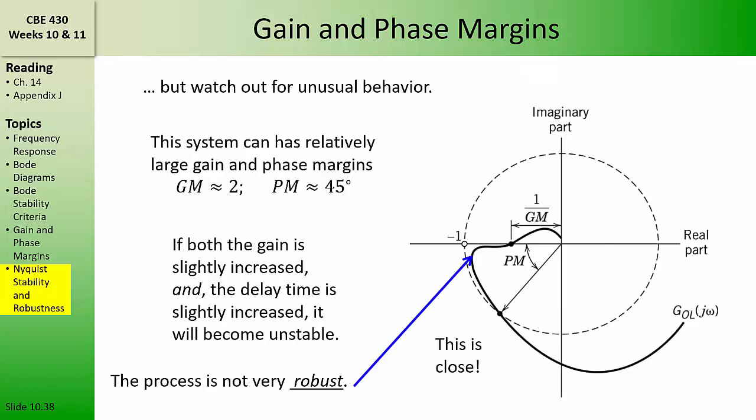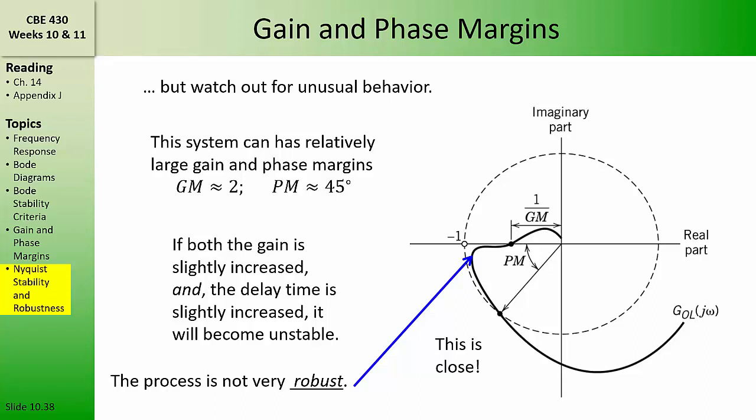But we should watch out for unusual behavior. Consider a system with a Nyquist plot like the one shown here. This system has a relatively large gain margin of 2 and a phase margin of 45 degrees. That means that you could multiply the gain of the open loop transfer function by a factor of 2 before the system becomes unstable. Or you could add a substantial amount of time delay before the phase margin becomes 0.